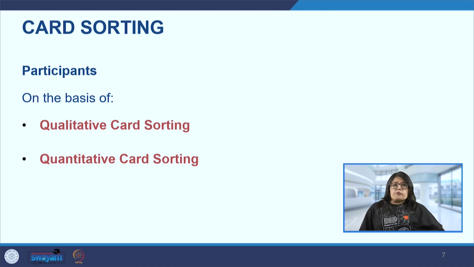And for quantitative, because again it is numbers and we are going to generalize this, for this kind of method 30 to 50 participants is a good number to begin with. So it will give us some trends, it will help us see some patterns, and it will help us come up with a final answer: how many participants went with a certain way of grouping. So that will give us important information.